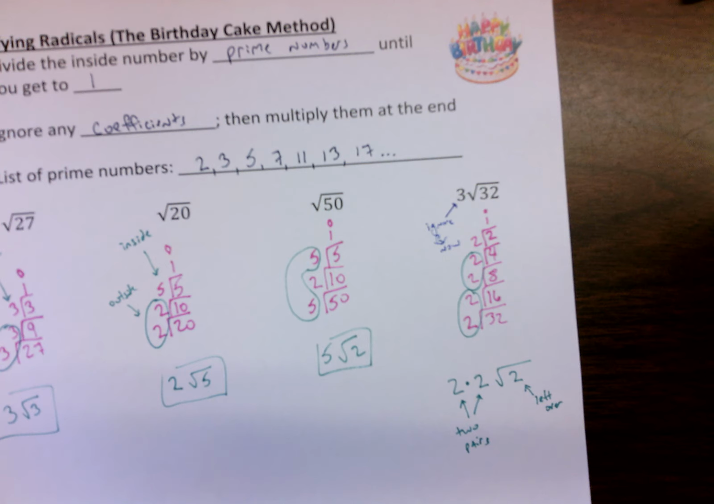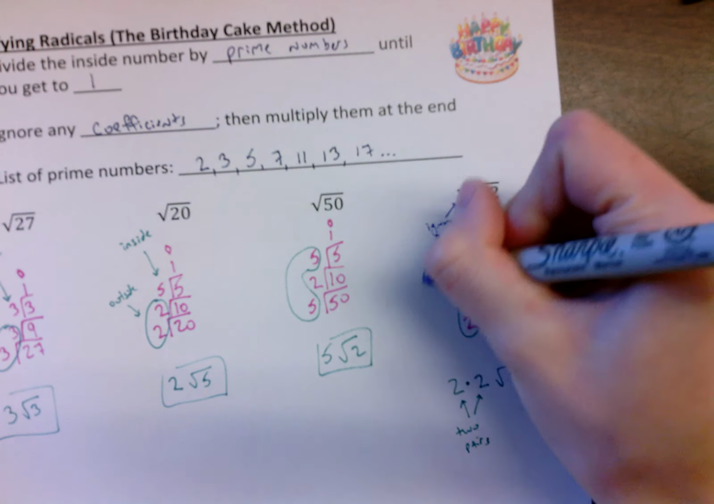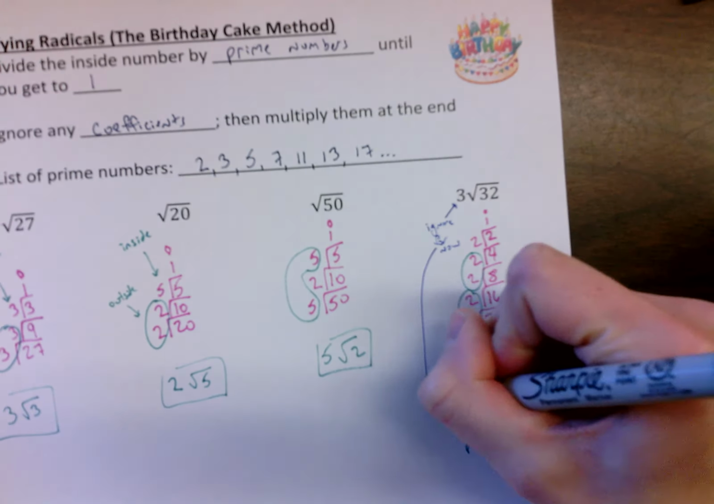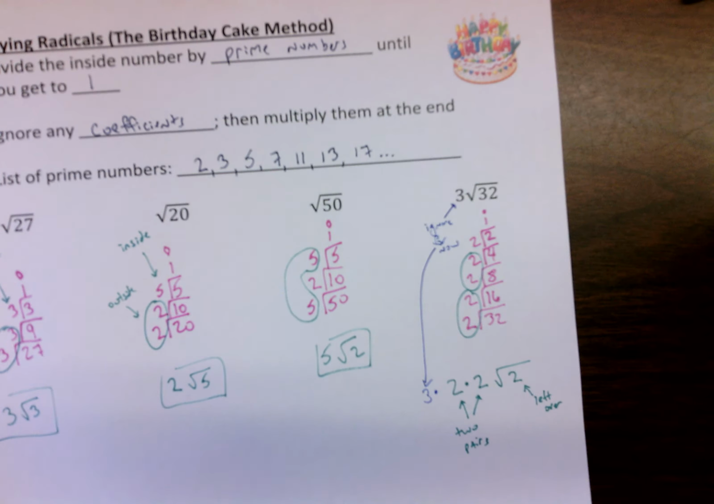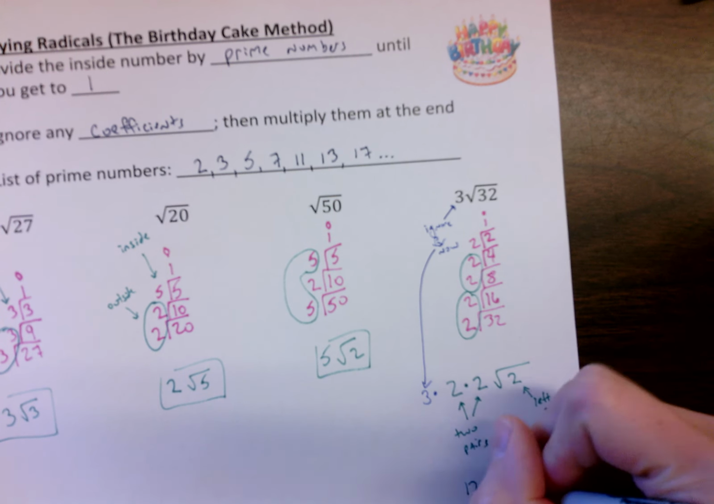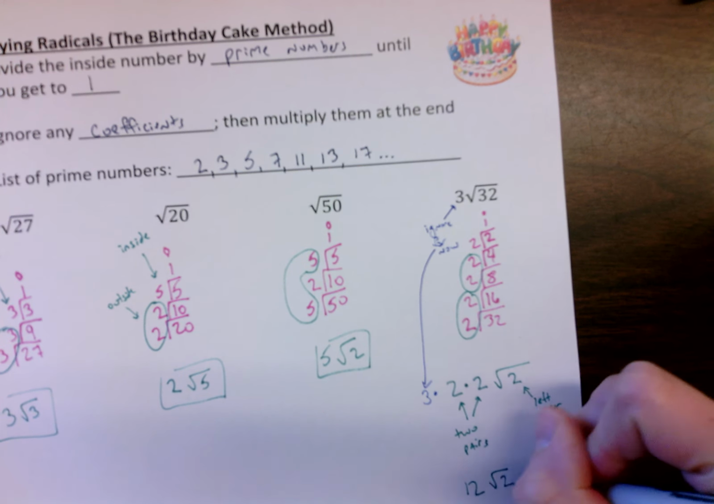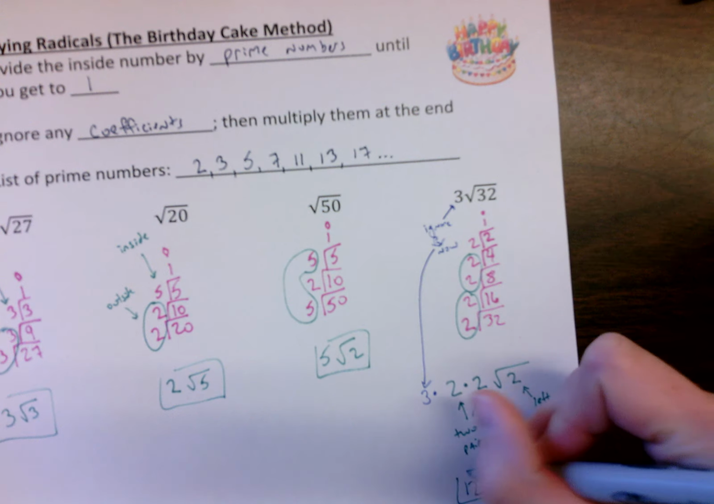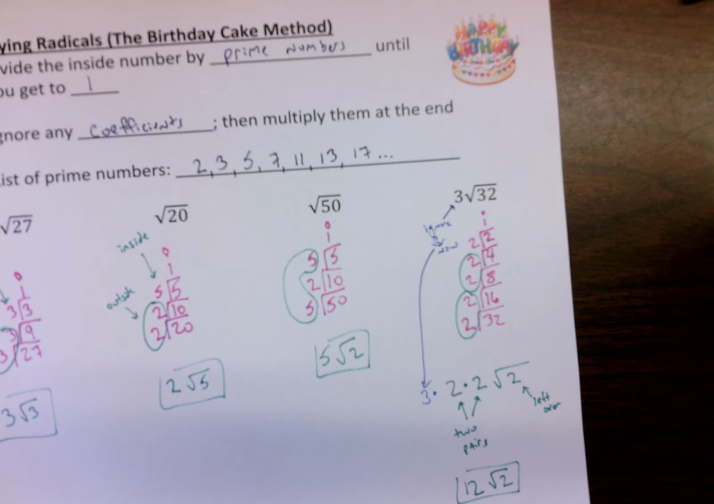And then one more thing. This is where that 3 is going to come in. This 3 that we ignored for now is going to come down here and get multiplied on the outside. All we're going to do is just multiply together. Anything that's on the outside gets multiplied together. Anything that's on the inside gets multiplied together. So 3 times 2 times 2 is 12. And then we're going to have that 2 left on the inside. And that's my final answer.